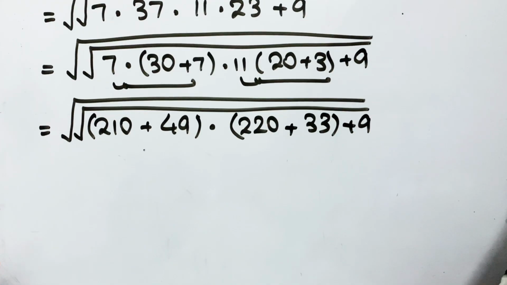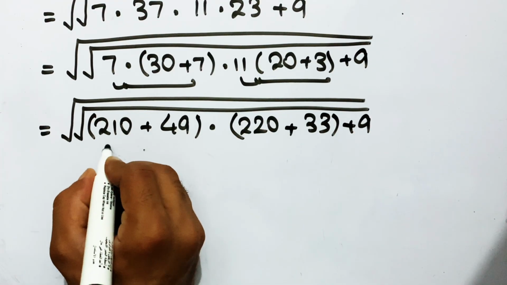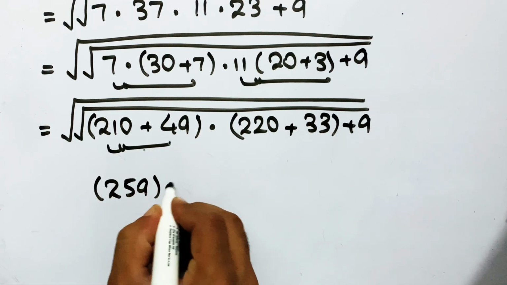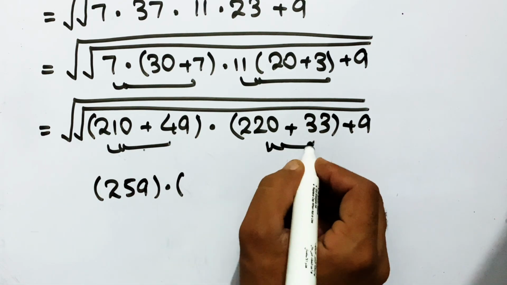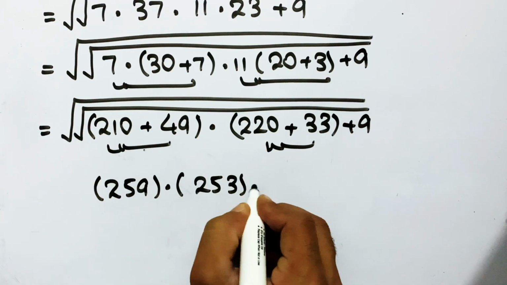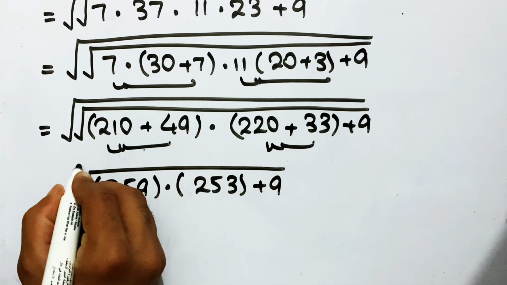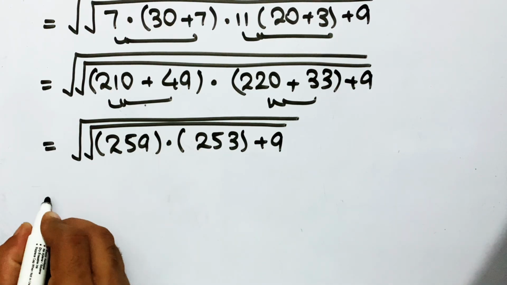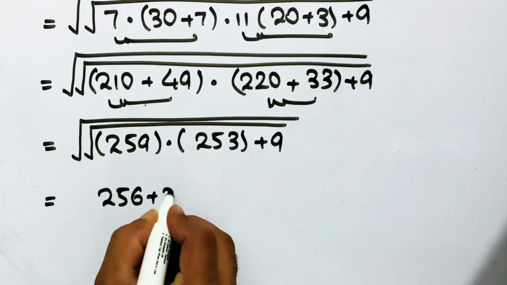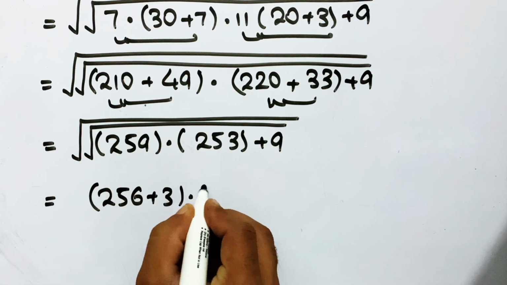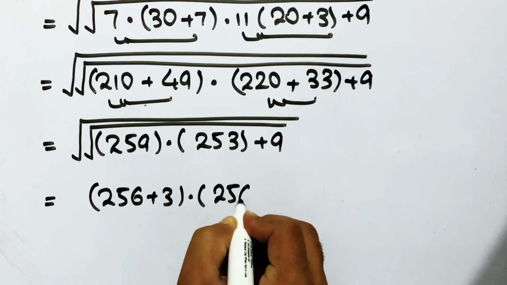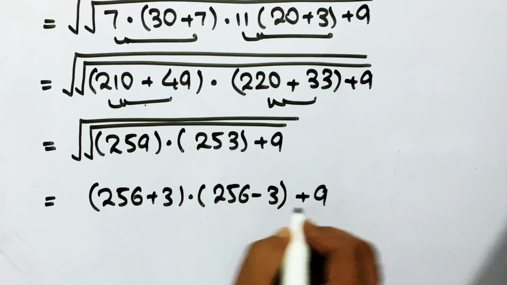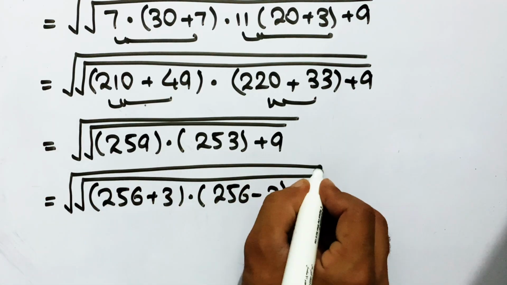So next step, if I add these two terms, 210 plus 49 becomes 259, times 220 plus 33 becomes 253, plus 9 under the square root, and another square root outside. Now if I write this, 259 becomes 256 plus 3, times 256 minus 3 which is 253, plus 9, under the square root and square root.